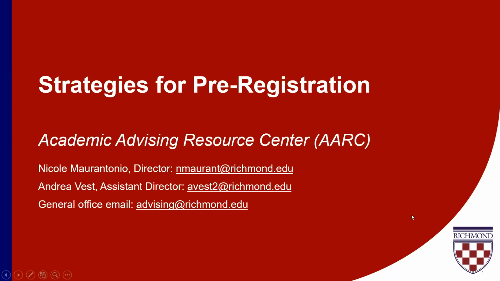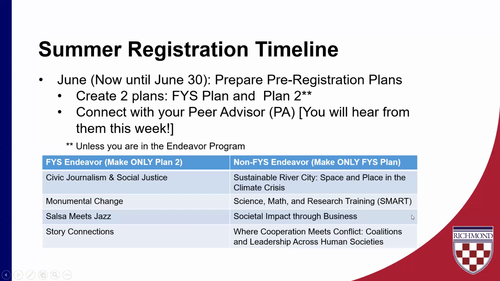So to get us started, we'd like to recap the registration timeline for the summer. Throughout the month of June until June 30th, you should be preparing your pre-registration plans. For most students, this involves the creation of two plans, an FYS plan for first year seminars and Plan 2. The exceptions are if you are in the Endeavor program.